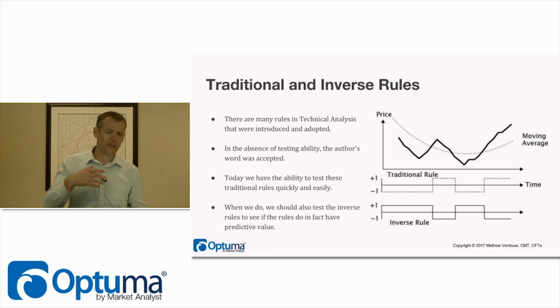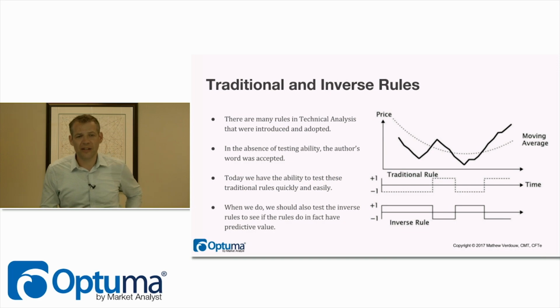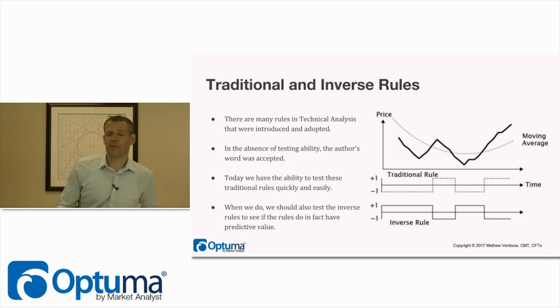And again, when you go into CMT2, we talk about what type of signals we can derive. Well, those traditional signals, when we test them and find out the results, what we should always do is the inverse and say, let's do the opposite. So instead of buying when price crosses above the moving average, let's sell when price crosses above the moving average. And we want to see, do we get a spread in our results?